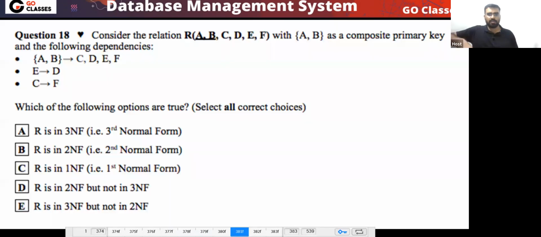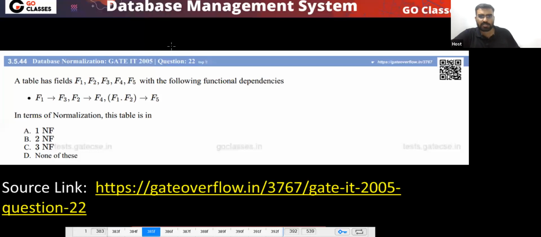Okay, let's move on. So what about this one? Can I give this as a homework? So take this question as a homework. Check everything in this question. Let's see the next question.